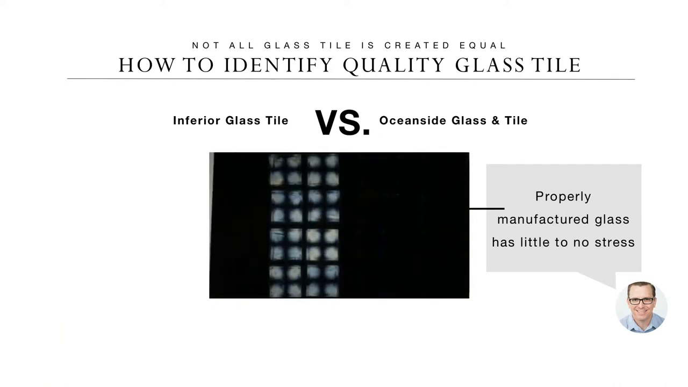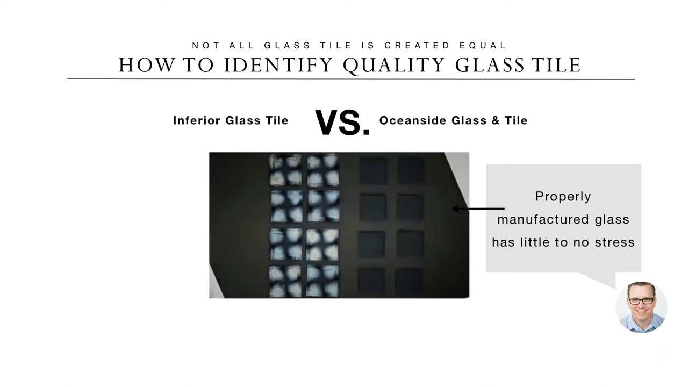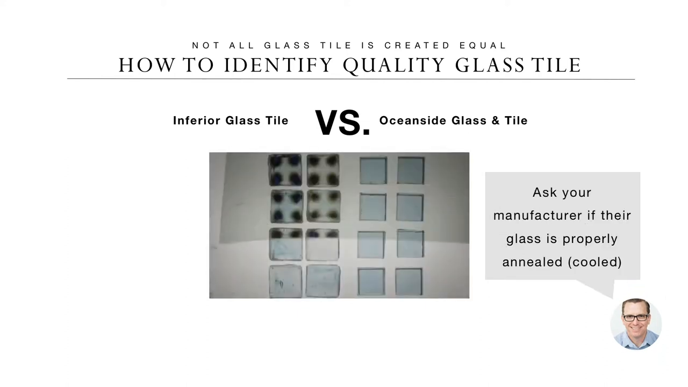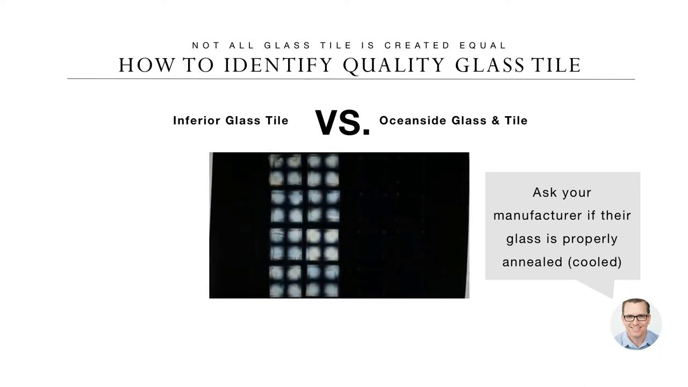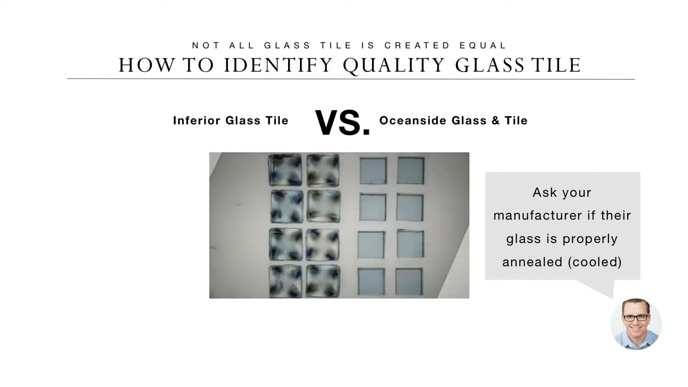That's what a properly annealed tile should look like under this demonstration. And it is critical. Obviously, you don't have a piece of polar plastic in the field. You're not going to be able to put the tile under a polariscope if you're in the showroom. What you want to do is ask the manufacturer, is the tile properly annealed?